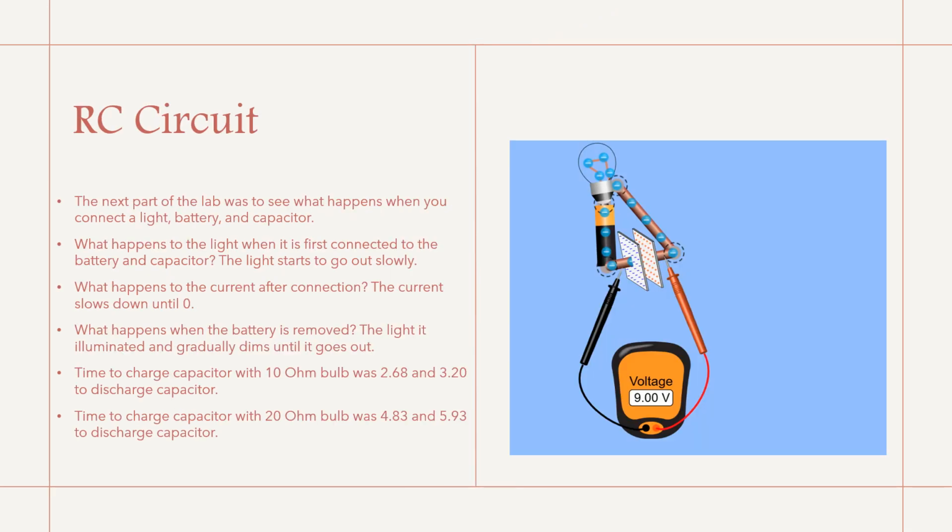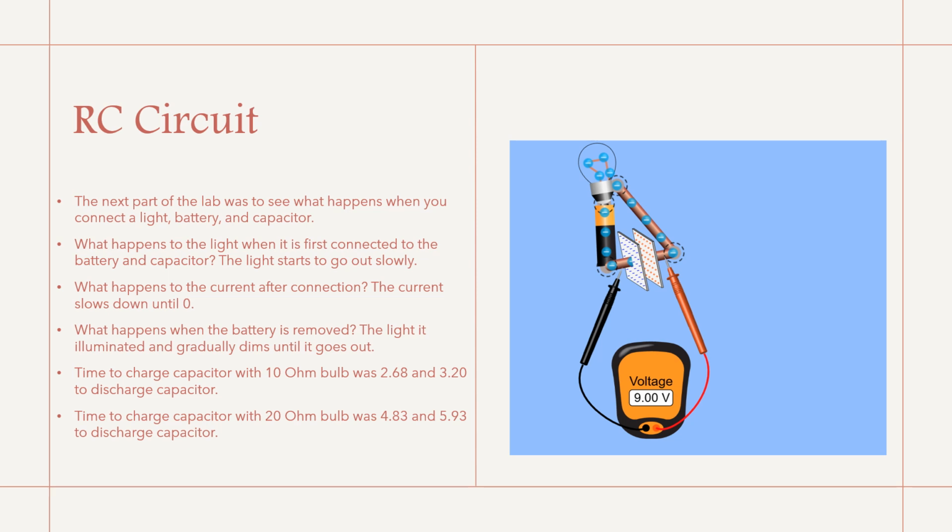For the second part of the lab, we built an RC circuit, measuring what happens when you connect a light, battery, and a capacitor. When it was first connected to the battery and the capacitor, the light starts to dim slowly, and then after the connection, the current just slows down until 0. When you remove the battery, the light is illuminated and gradually dims as the capacitor is discharged.